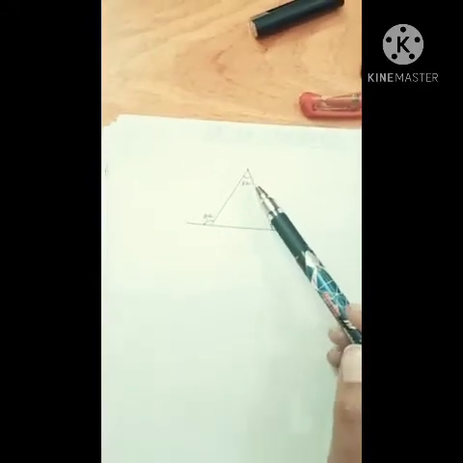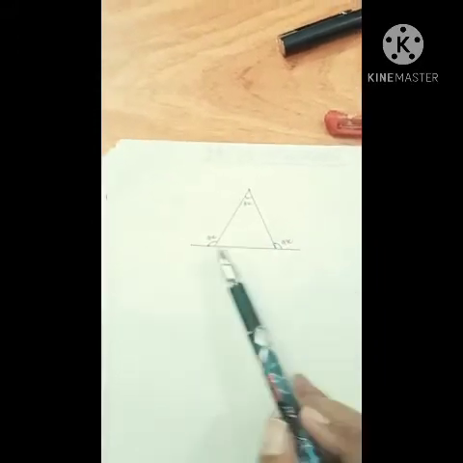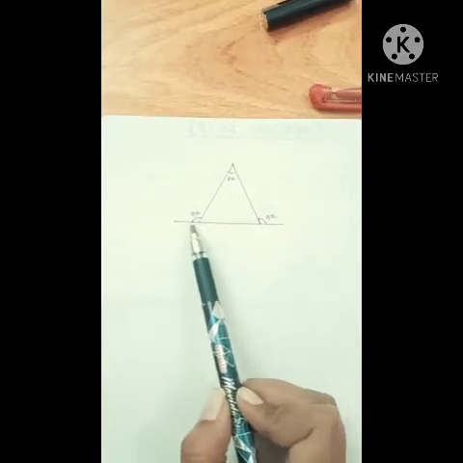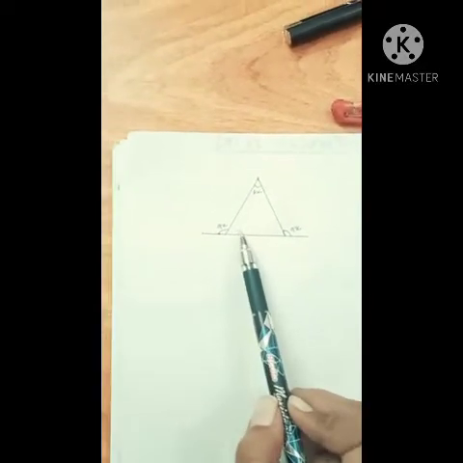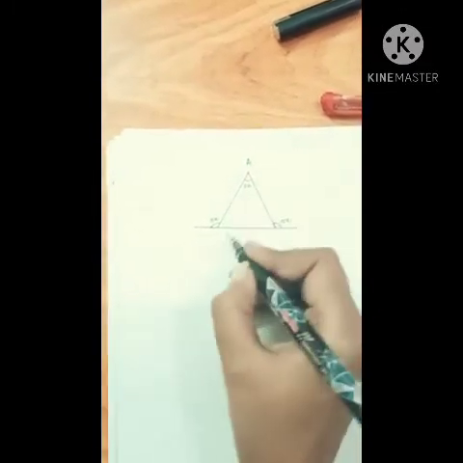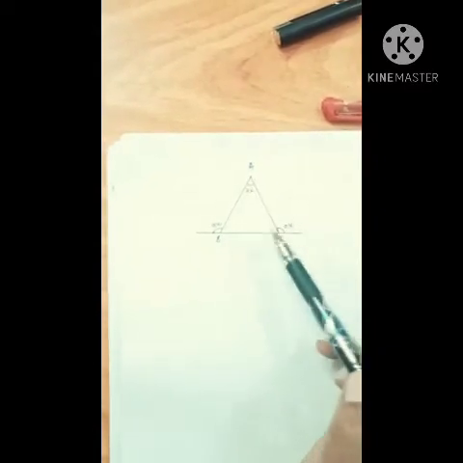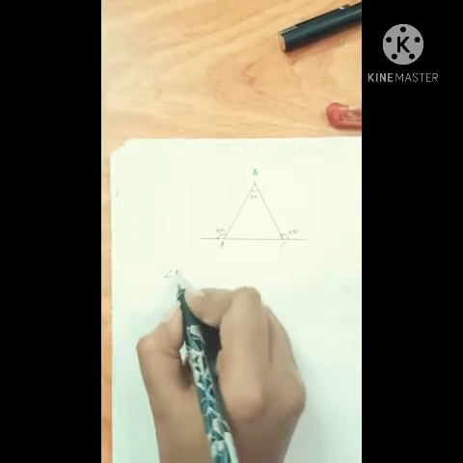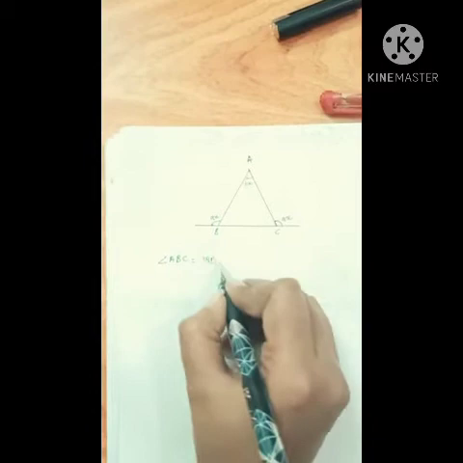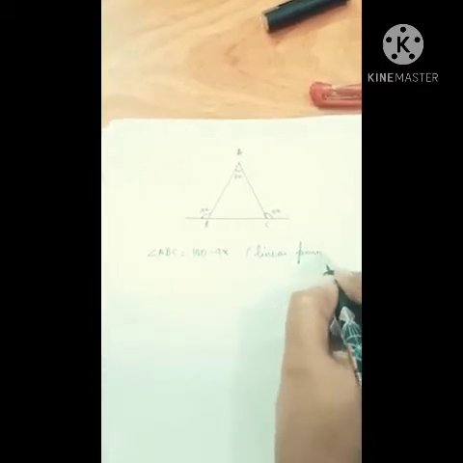Now see this figure. Here we have 6x, here we have 9x, and here we have 9x. As you can see, here we can find out this value. How? Because these two angles are forming a linear pair, right? So let's name this triangle ABC. Now this angle ABC. Angle ABC is what? 180 minus 9x. Linear pair.